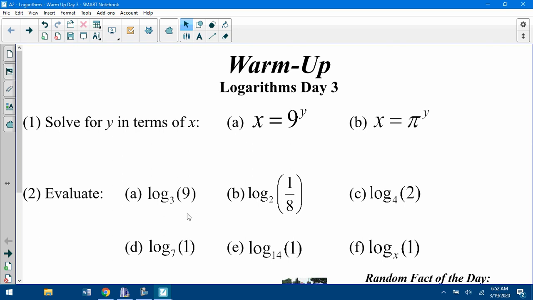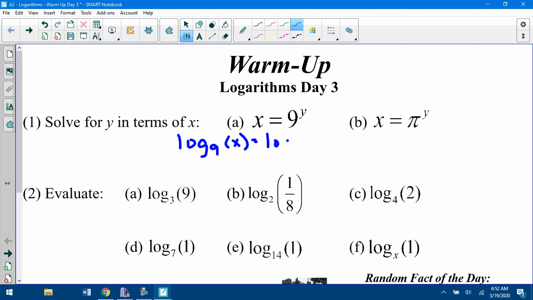Okay, so I'm assuming that you've had a chance to try this. So solve for y in terms of x. These were from day 1. If I want to get y alone, I've got to get rid of this 9. What do I do? I don't divide, because that's the whole purpose of this unit. If I want to get rid of the base of an exponent, I take the log base. So we're going to do log base 9. Log base 9 of x equals log base 9 of 9 to the y. That cancels. So there's y alone. We'll have y equals log base 9 of x.